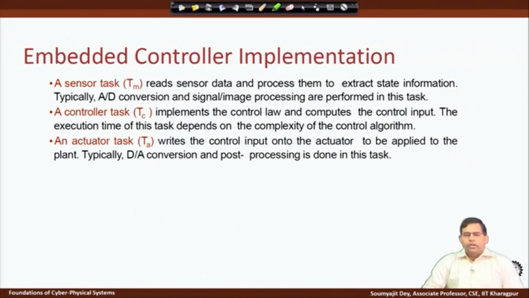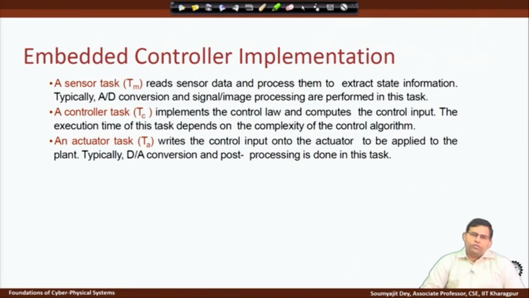When you are implementing a control task, you are also going to have some associated tasks. Let us say you have a sensor task that is going to read some sensor data and process it to extract some state information. There can also be some A to D conversion, some image processing tasks, maybe some estimation tasks, etc. Some filters are implemented as software. All these tasks will be implemented and they will be running in real time.